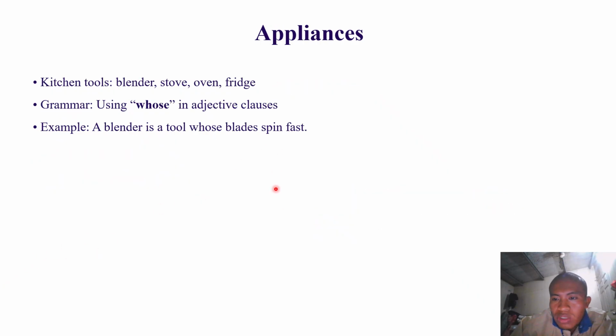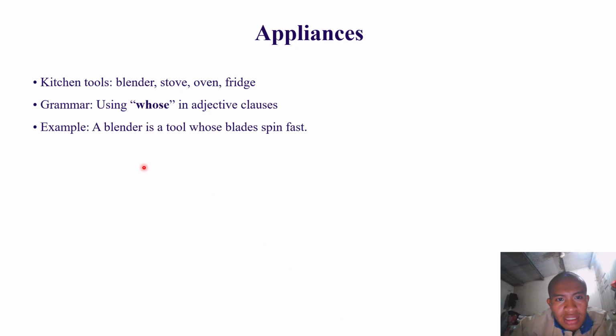In kitchens, we also see different tools. Kitchen tools, we say blender, stove, oven, and fridge. Those are inside the kitchen. And we normally say that something belongs to something. We use whose in adjective clauses.